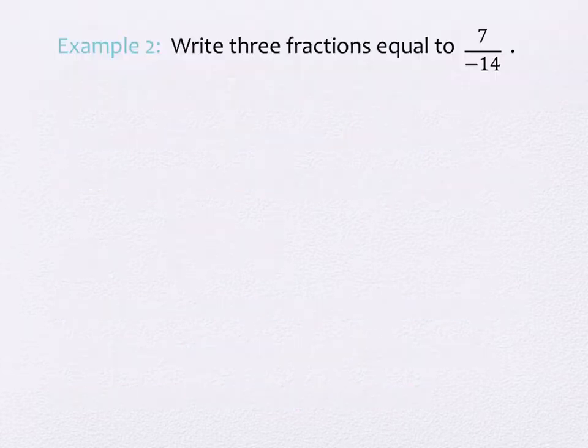All right, so I have an example where we actually have a fraction, 7 over negative 14. It wants us to write 3 fractions equal to this one. So there's infinitely many options of things you could write. So write down for me 3 different fractions that you believe are equal to 7 over negative 14. And then we'll just chat real quick and make sure that everybody's on the same page on how to think about that.